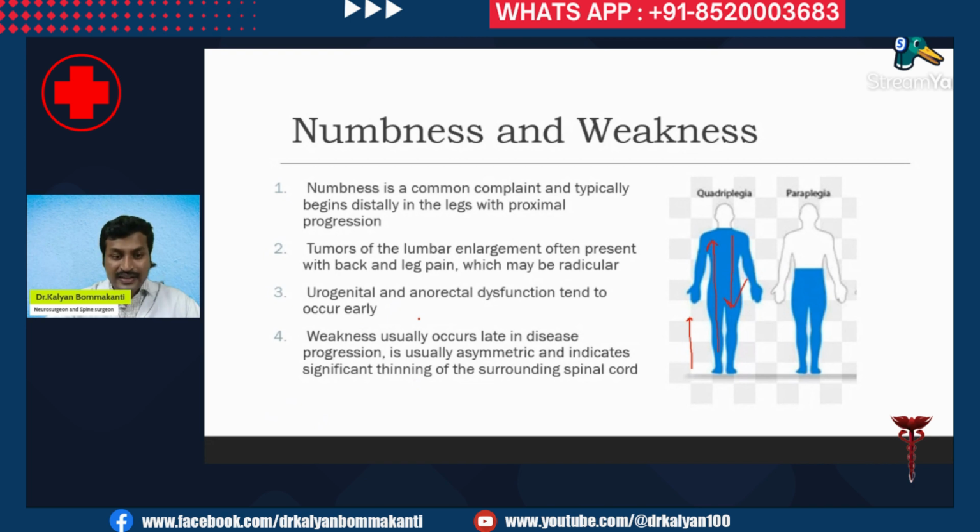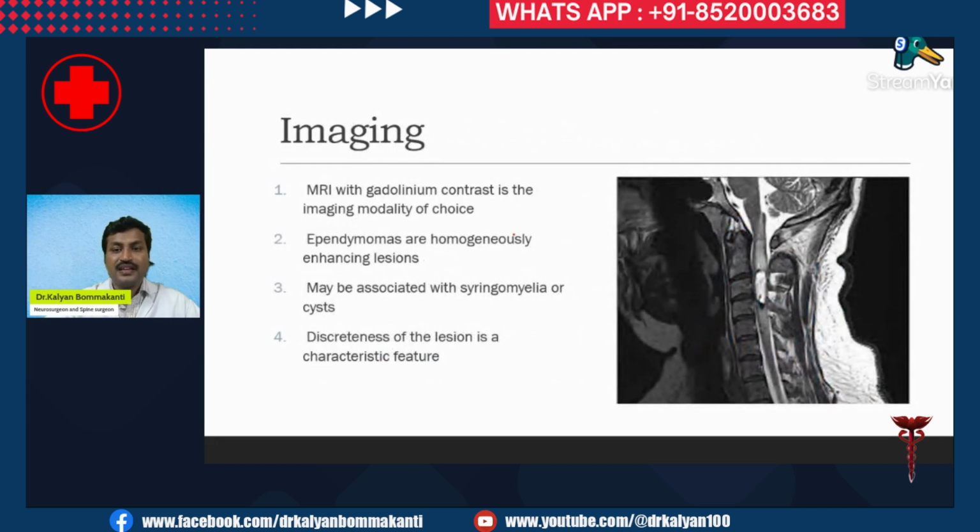Weakness is usually late and is usually asymmetric, and when you notice weakness, it means there is significant thinning of the spinal cord. Diagnosis is usually made with MRI imaging. MRI with gadolinium contrast is the imaging modality of choice. Ependymomas are homogeneously enhancing. Ependymomas are associated with syringomyelia cysts, and ependymomas are well demarcated.